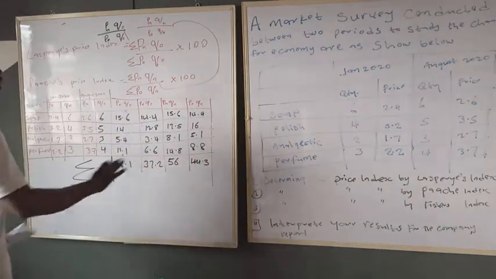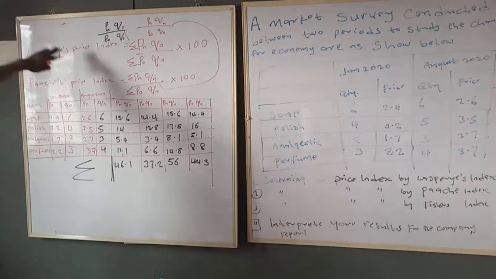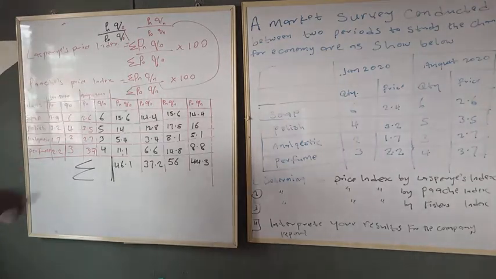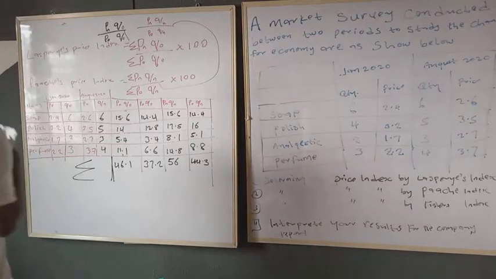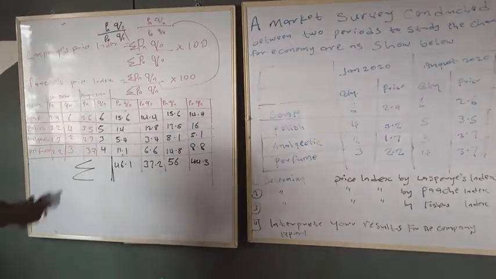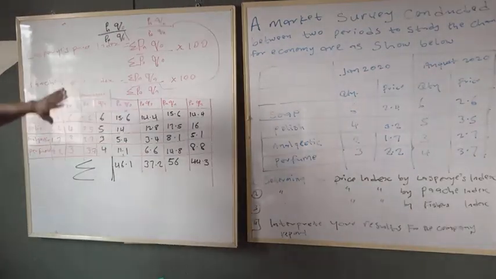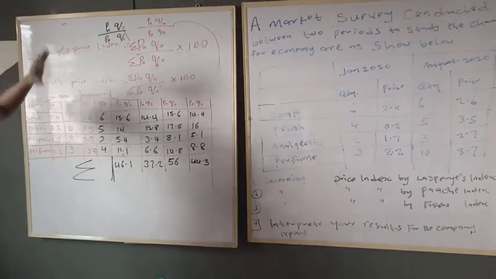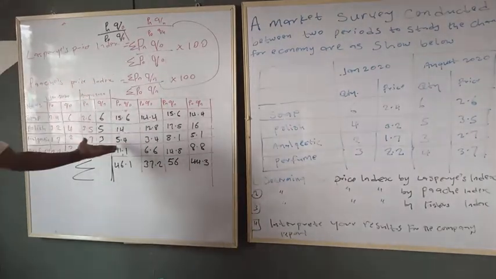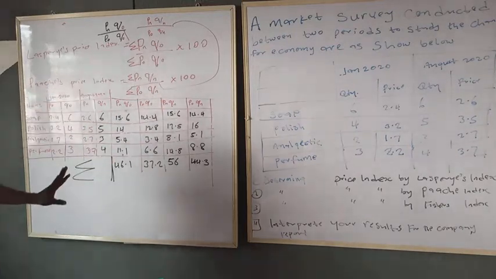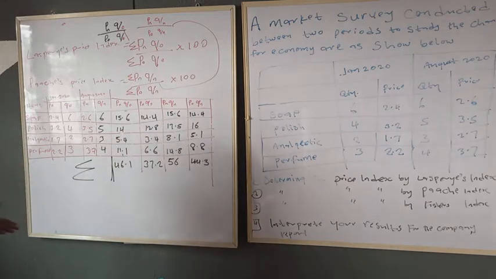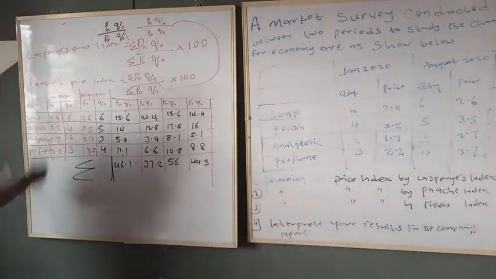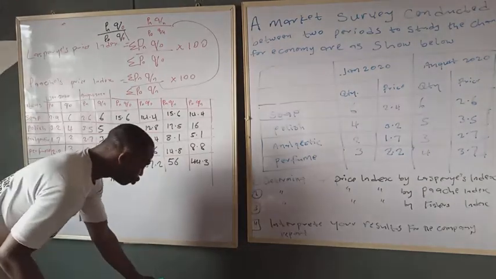So like this, we've gotten what we need to calculate both the Laspeyres price index and the Paasche price index. This particular question doesn't take time. Once you know what you want to do, just go straightforward. You state the formula first thing. When you state the formula, then look for the elements of the formula. That is what we are doing now. So after this, we can now compute what we are asked to compute.